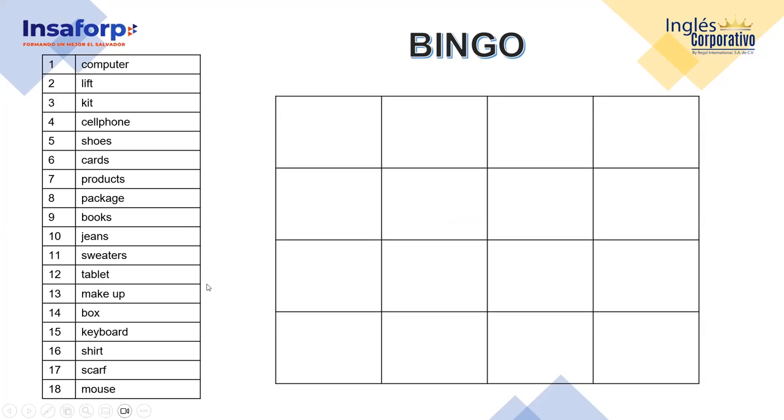To start with, we have the bingo activity. In this bingo activity, you have 18 different words. On my left, I do have 18 different words, and you have here only 16 blanks. What are you going to do in this moment? You are going to reproduce this table in your notebook, right? You have to have 16 spaces.